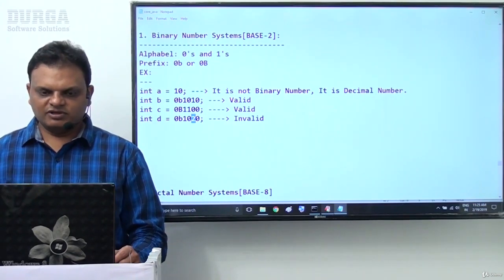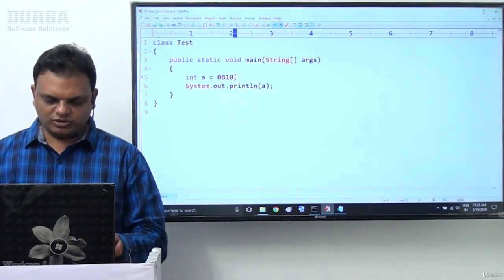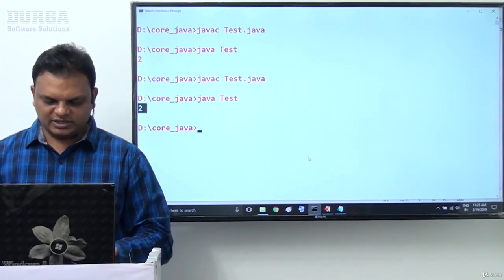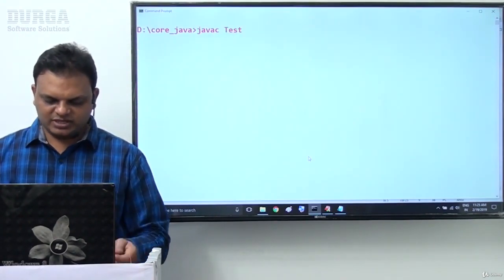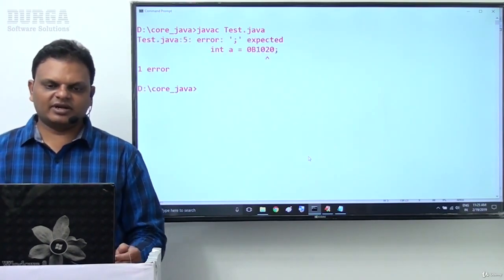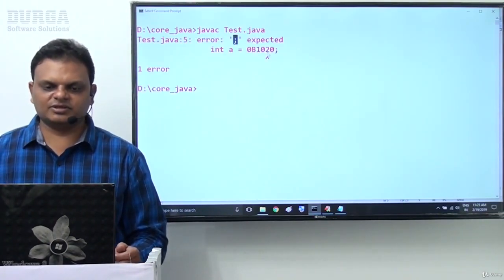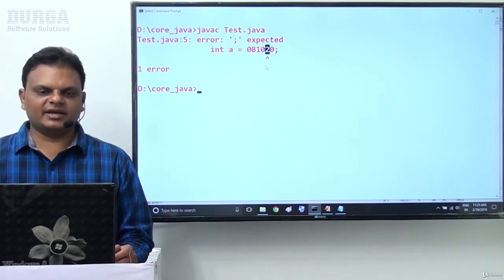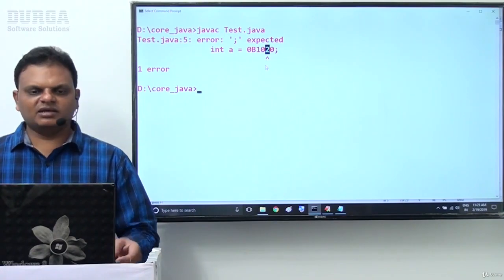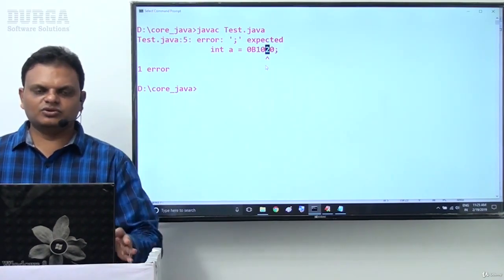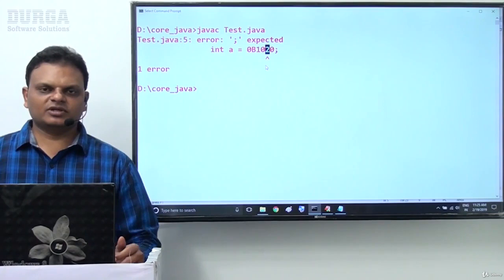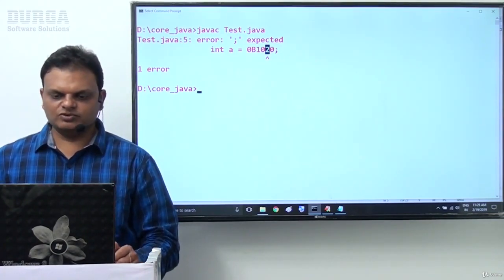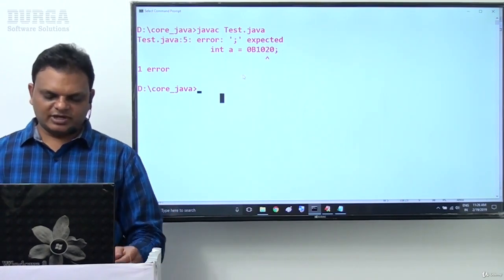If I provide, for example, 0b1020, definitely we get an error here. We can check that error clearly. Java C space test.java. We get an error: a semicolon is expected in place of this. So with 0b1020, the 2 gives an error directly. Why? Because the binary number system allows only zeros and ones, not other symbols. 2 is not allowed, only zeros and ones. This is one point, and one more small point I am telling here.